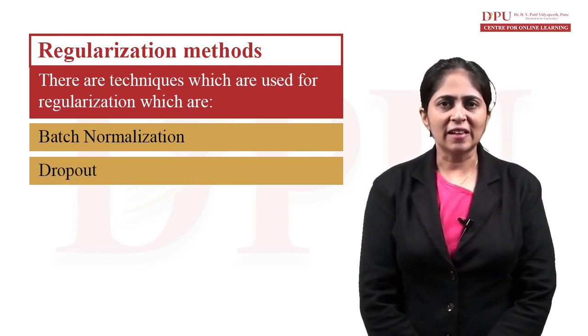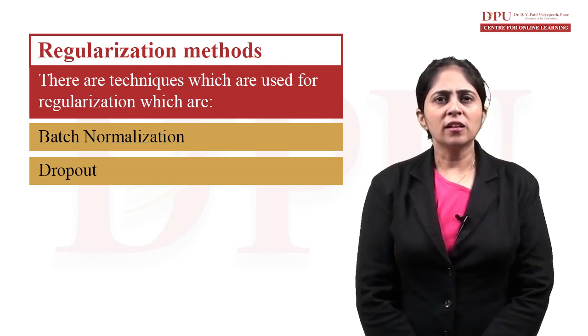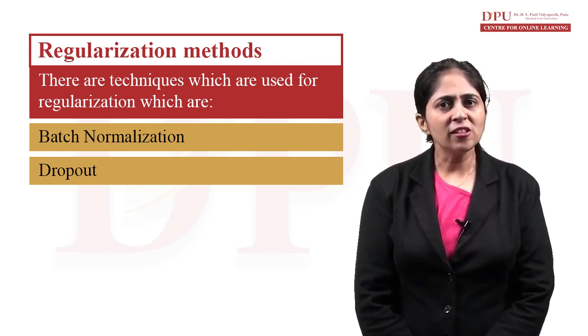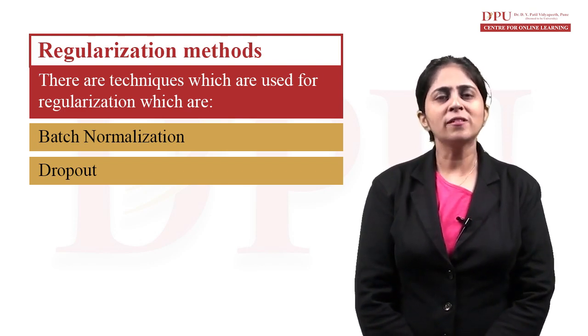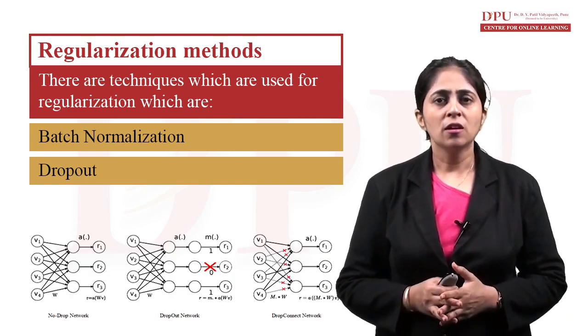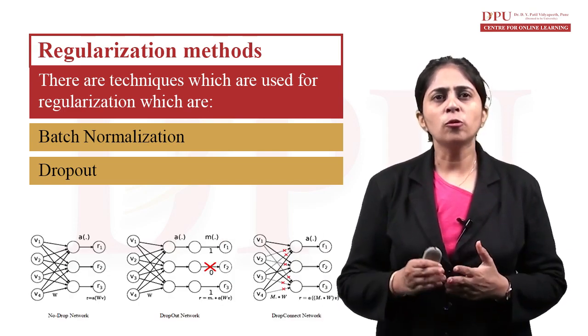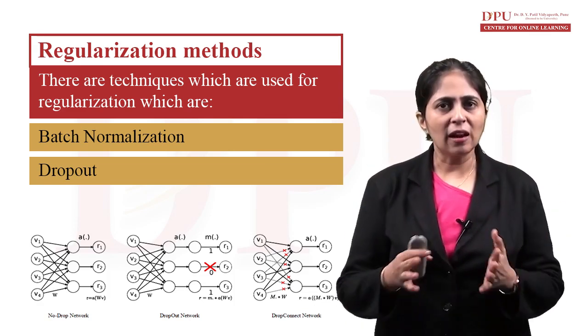Now talking about the second one, that is dropout. Dropout is an approach to regularization in the neural network which helps to reduce the interdependent learning among the neurons. Basically, what we are trying to do in dropout is to regularize our neural network.